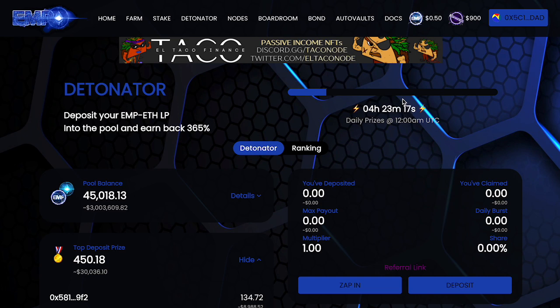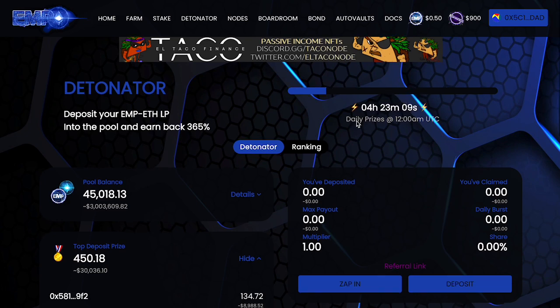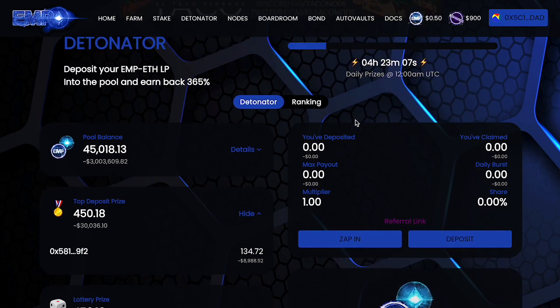So understand that you are not losing any LP value. It's just a little bit more time that you have to add on. Okay, so now let's go ahead and take a look at these interface items and just explain what they are.